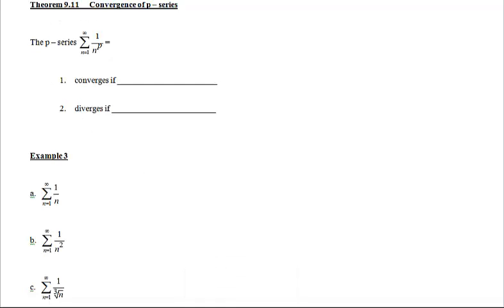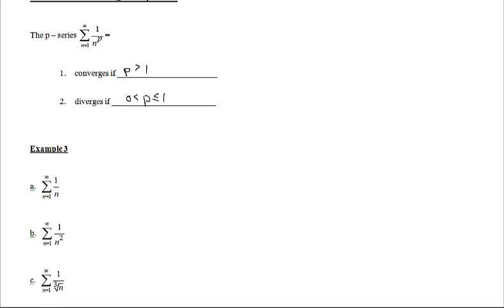Theorem 9.11, Convergence of P Series. The P series converges if P is greater than 1, and it diverges if the power P is greater than 0 but less than or equal to 1. All right, so let's look at a couple of examples.